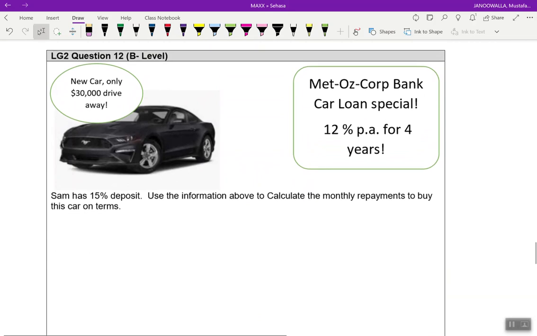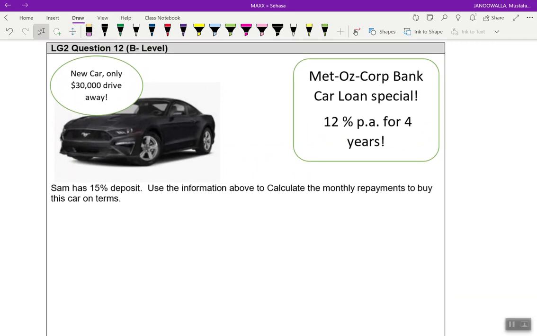Then maybe something to do with simple interest in one of the A or B level questions. So you just need to understand how to do simple interest and try and apply that knowledge. In this case we've got a new car being sold. It's only $30,000 drive away. Let's first read the question. Sam has a 15% deposit. That's important information. Then it says use the information above to calculate monthly repayments to buy this car on the terms given up there.